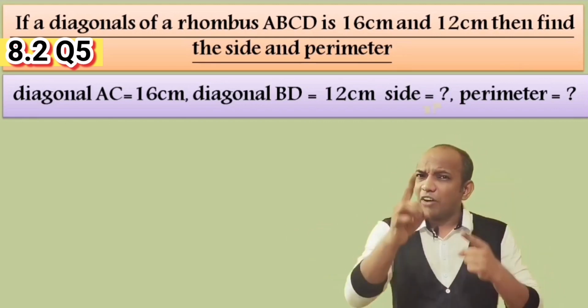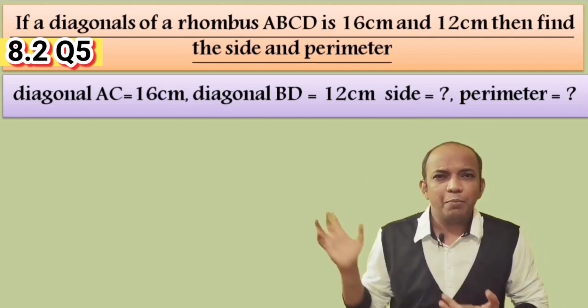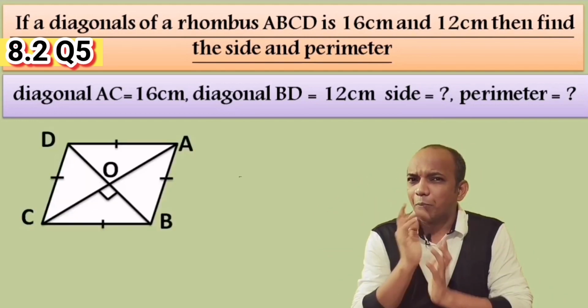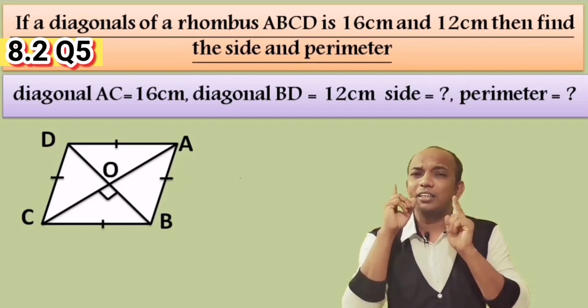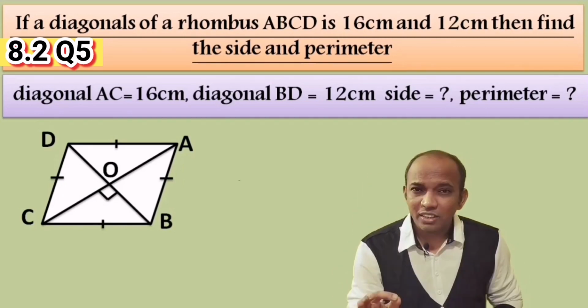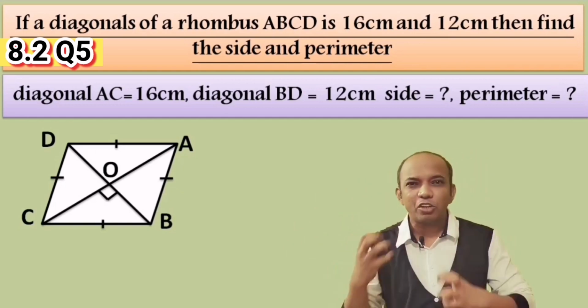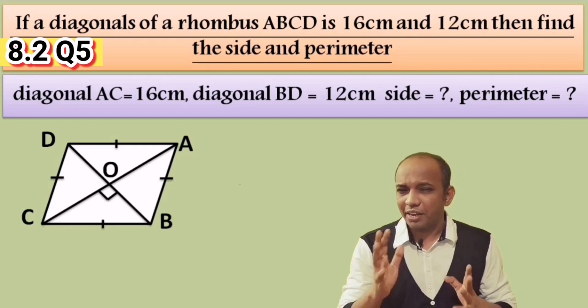So my target is to find the side first. The moment you observe the rhombus diagram ABCD, and if you remember the properties, you will come to know that the diagonals of the rhombus bisect each other and they are perpendicular to each other. So in short, they are perpendicular bisectors of each other, correct?